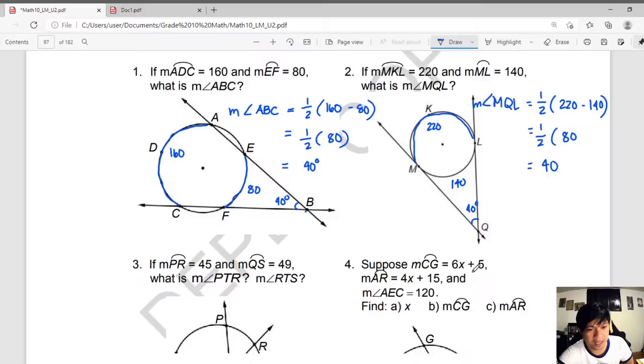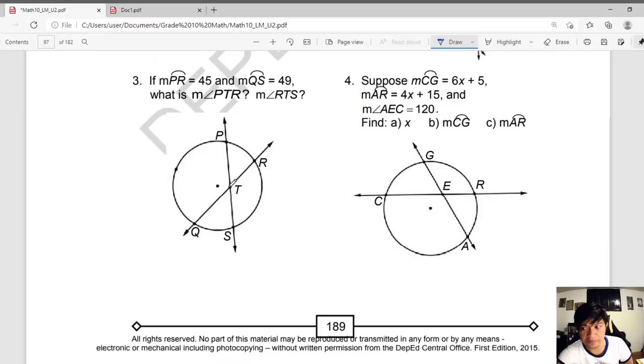3. Okay, ito iba. The point of intersection ng dalawang secant line is inside the circle. Interior, no? Nag-meet sila sa interior. So, if RP is 45, so this one RP is 45, and QS, this one is 49. What is the measure of PTR? Saan ang PTR? PTR, this one. Hanapin natin ang PTR and RTS. Sige, unahin muna natin ang measure ng PTR.